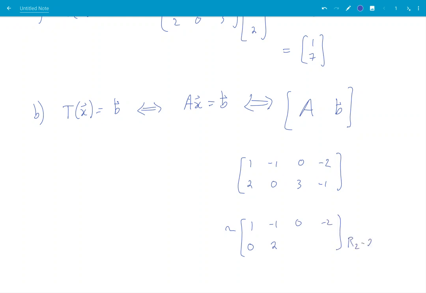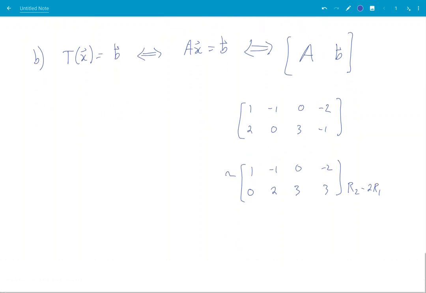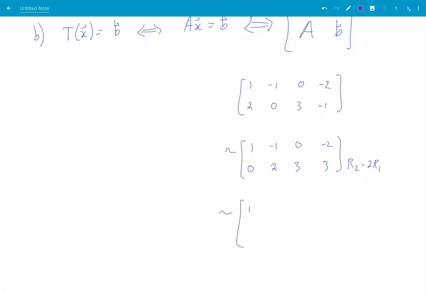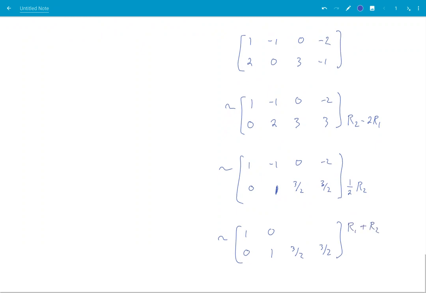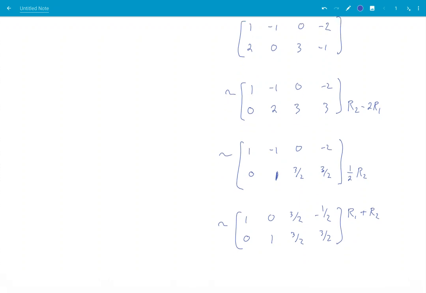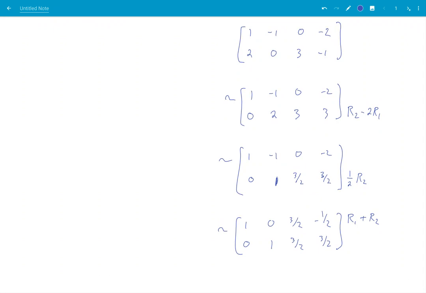So I'm going to do R2 minus 2 row 1. And then you get, so I went half times row 2, and then 0, 1, 3 over 2, 3 over 2. Then I'm going row 1 plus row 2, add 3 over 2, and minus a half. I'm going to pause and copy all that down.